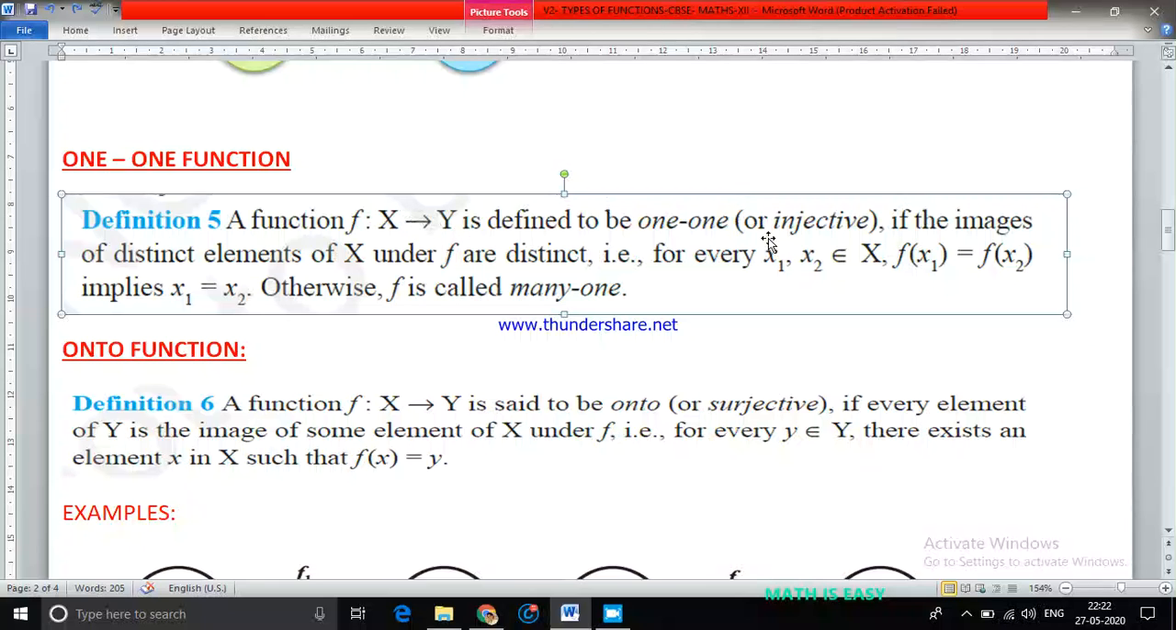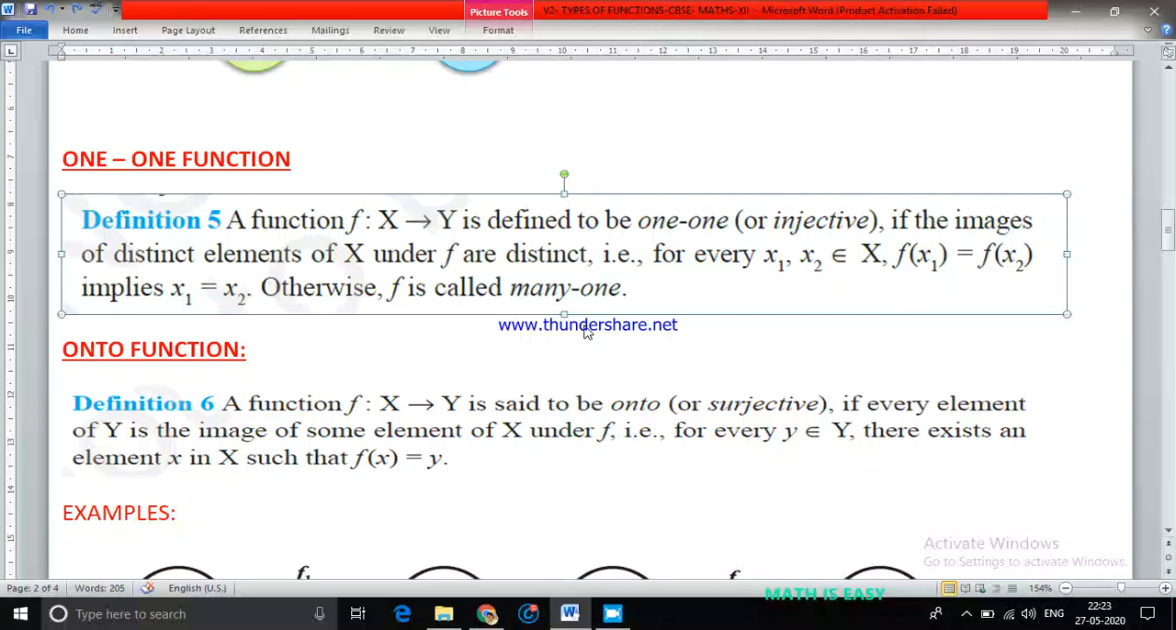When I want to say it is a one-one function, first of all it has to be a function. Then I can bifurcate whether it is one-one or onto or not. If it is not a function, there is no word one-one function or onto function. That's why the definition starts like this: a function f from x to y is defined to be one-one or injective if the images of distinct elements of x under f are distinct. Distinct elements of x must have distinct images.